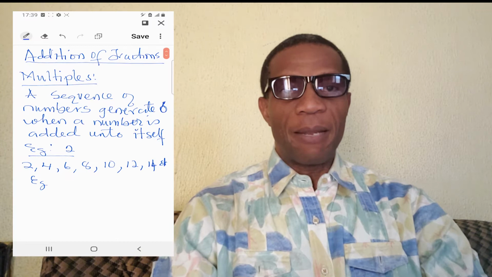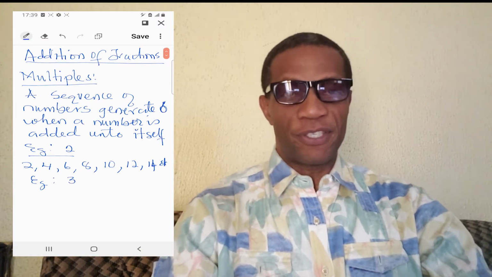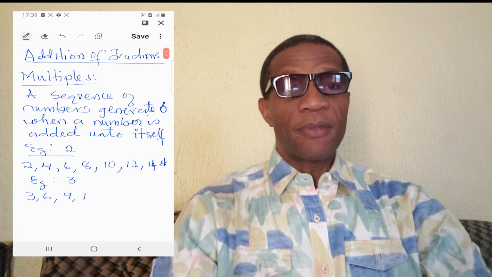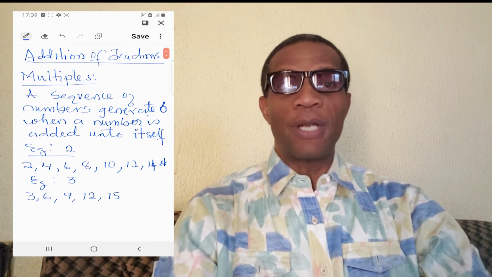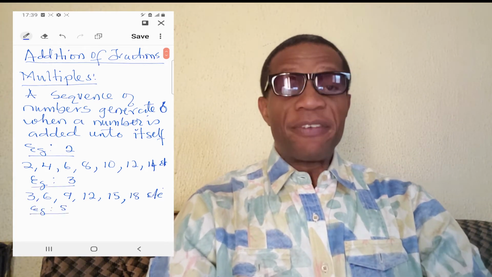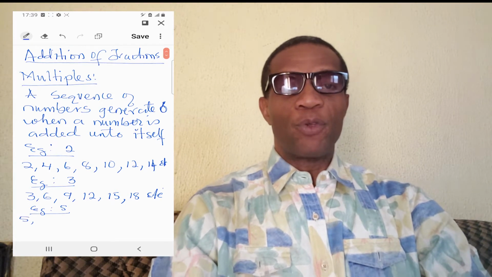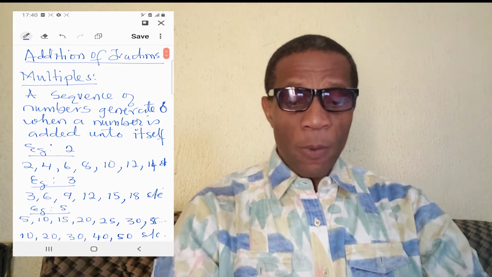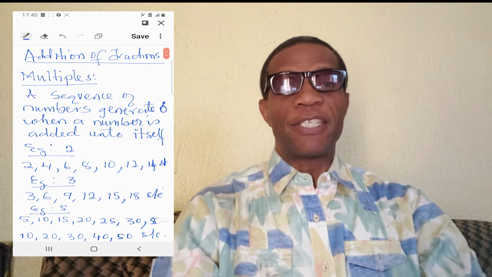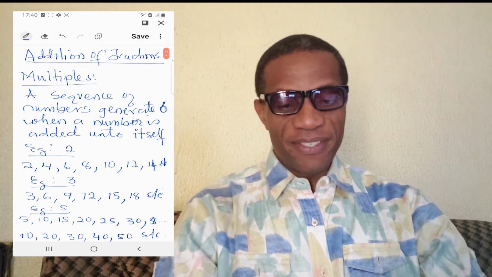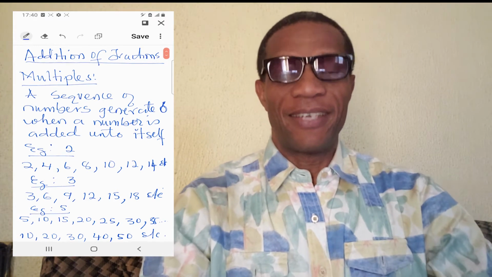Now, another example is 3. Multiples of 3, that means you're adding 3 onto itself. You have 6. After 6, you have 9. After 9, you have 12. After 12, you have 15 and so on and so forth. So those are multiples of 3. Now, 5 again, multiples of 5. You have 5, you have 10, you have 15 and so on and so forth. Now, you also have multiples of 10 as 10, 20, 30, 40, 50, 60, etc.